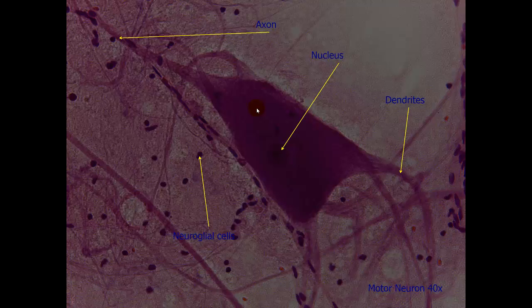One more slide showing an extreme close-up. We can see the neuroglial cells. Those are the cells that are aiding the motor neurons in their day-to-day activities. Here is our axon, our dendrites, and this structure right here is the nucleus. This is a 40x objective.